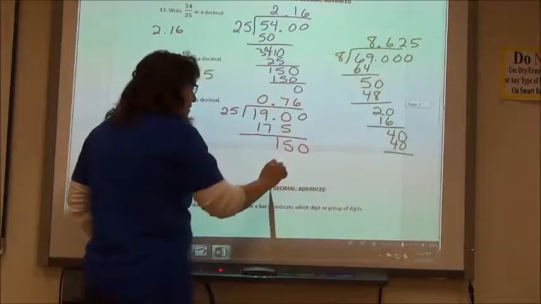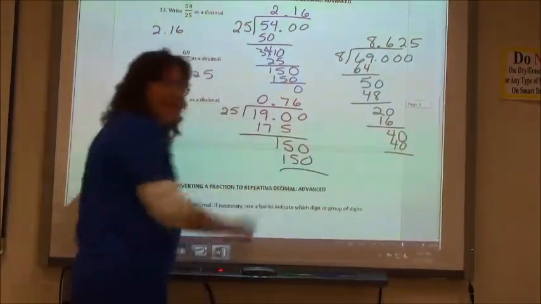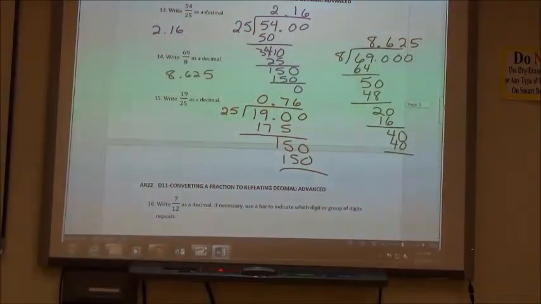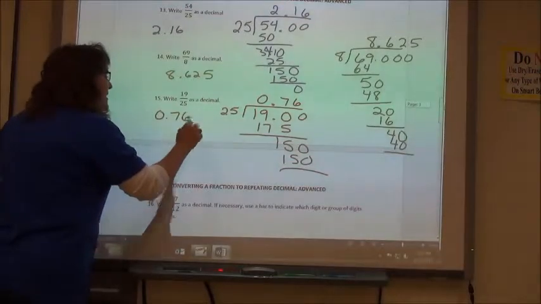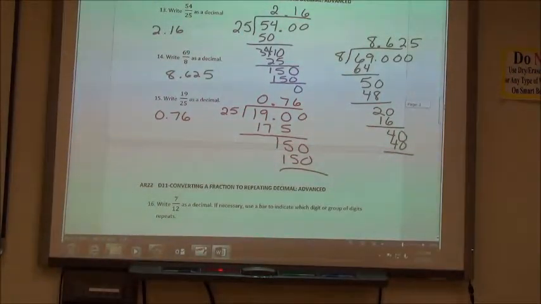I always think of 25 like quarters because I know about money. How many quarters is $1.75? 0.76 then would be our number as a decimal.